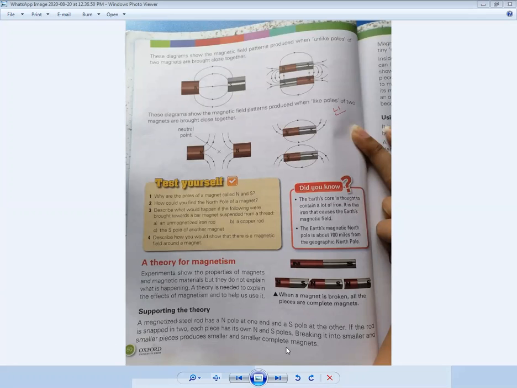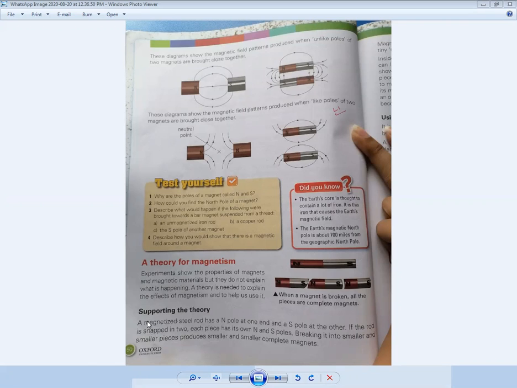Breaking it into smaller and smaller pieces produces smaller and smaller complete magnets. I also explained this with the help of this diagram. It is a complete magnet. We have broken it into three pieces. Each piece contains both north and south pole, which means it converts into a complete magnet. If we break them further into smaller pieces, each and every small piece will convert into a complete magnet, because a complete magnet has both a north pole and a south pole.